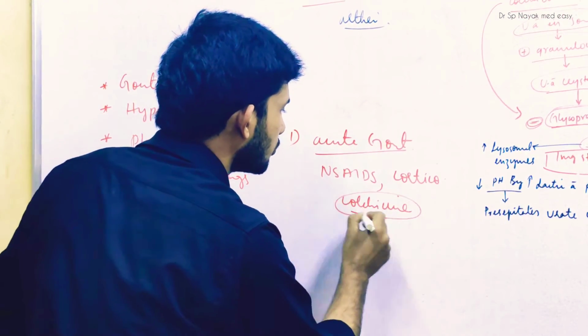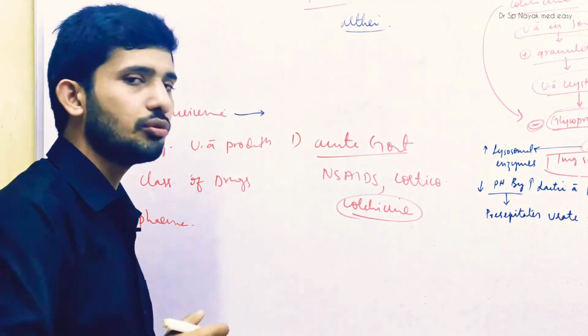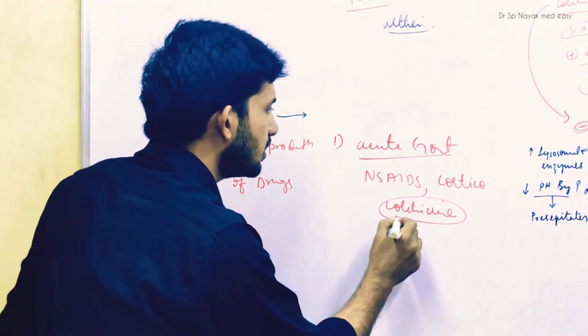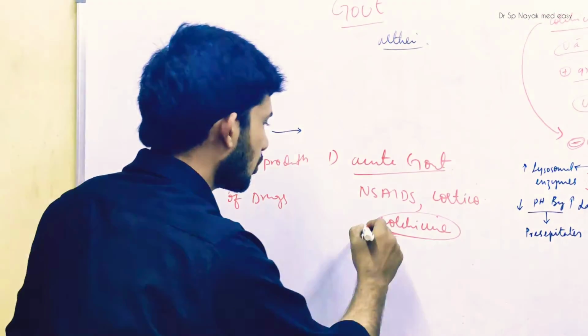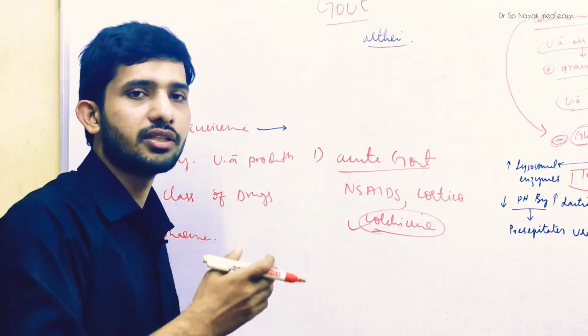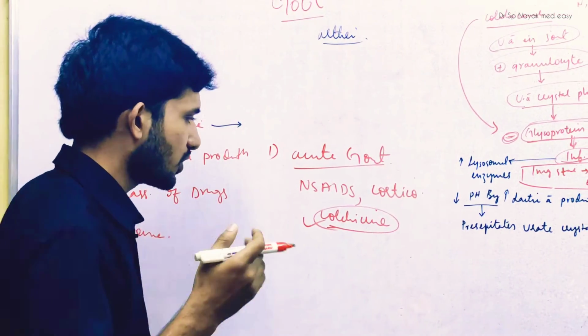So colchicine. These three different drugs are used in acute gout related diseases. In this class we will discuss colchicine. I will not discuss NSAIDs and corticosteroids, as I have already discussed them. I will provide the link in the description.